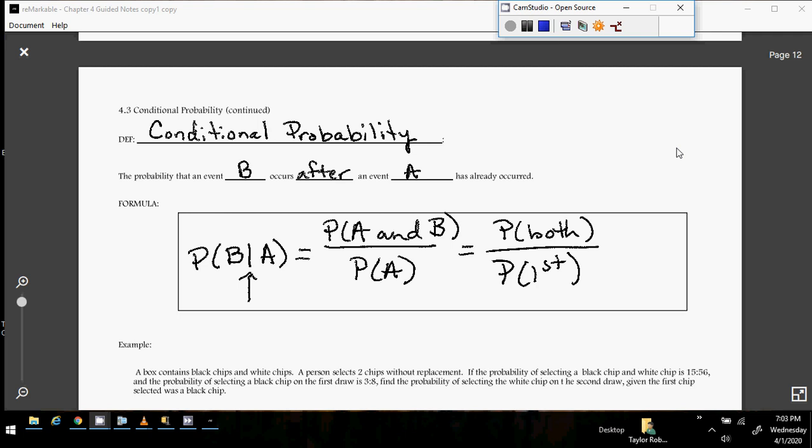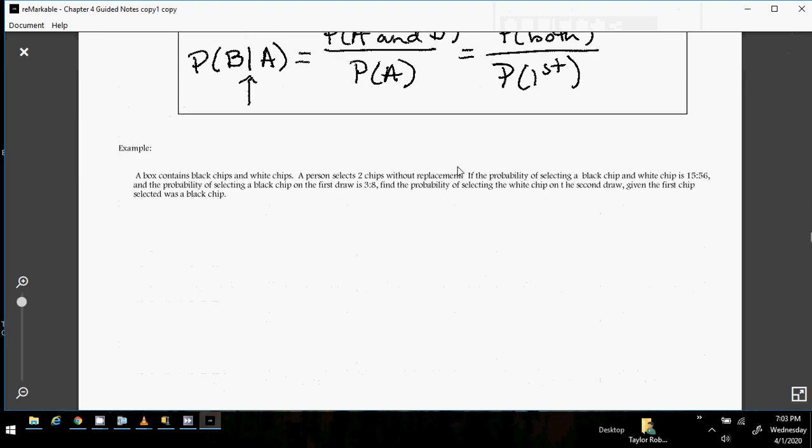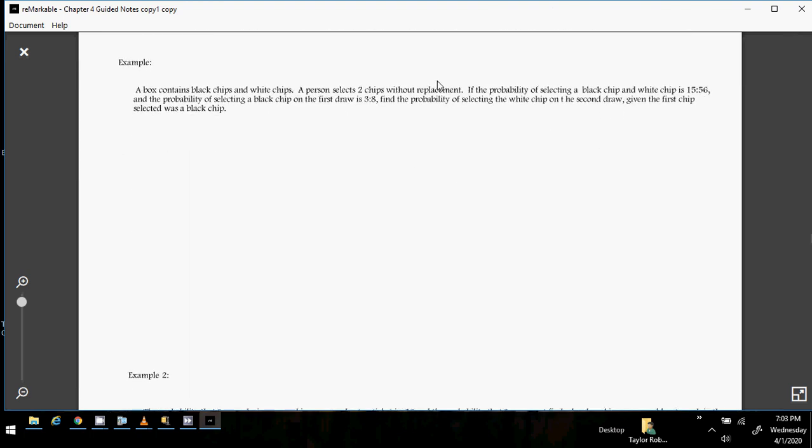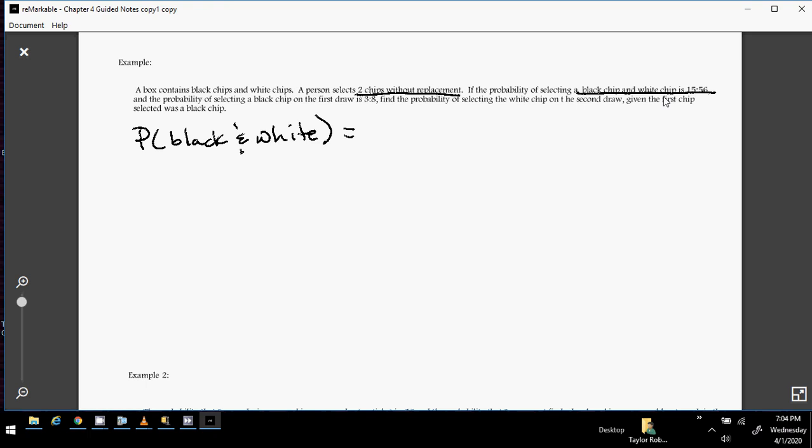Alright, so if we look at this first example, let me scroll down. It says a box contains black chips and white chips. Person selects 2 chips without replacement. So that's important that they select 2 chips, because then we're going to have 2 things we're looking at. If the probability of selecting a black and white chip is 15 out of 56, so black and white. And you can write this as a fraction, 15 out of 56 there.